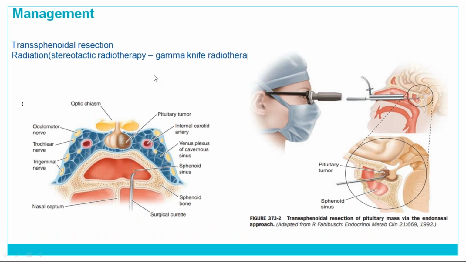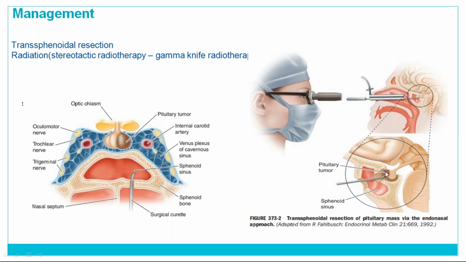So how do we manage these pituitary tumors? The main treatment modality is surgery. Surgery is through the transsphenoidal, endonasal approach. Through the nose, we go to the sphenoid and they resect the pituitary tumor. Or if it is not feasible to do transsphenoidal resection, the other option is radiation, called stereotactic radiotherapy, where the radiation is focused only on the pituitary gland.